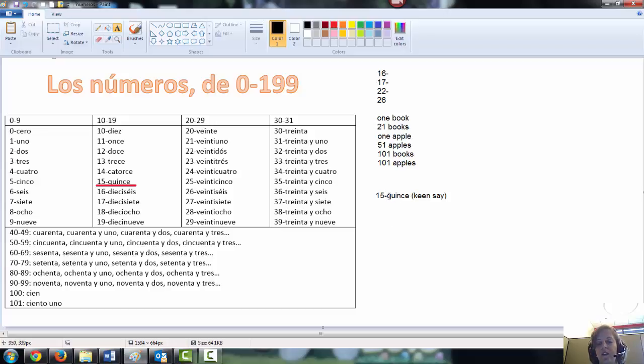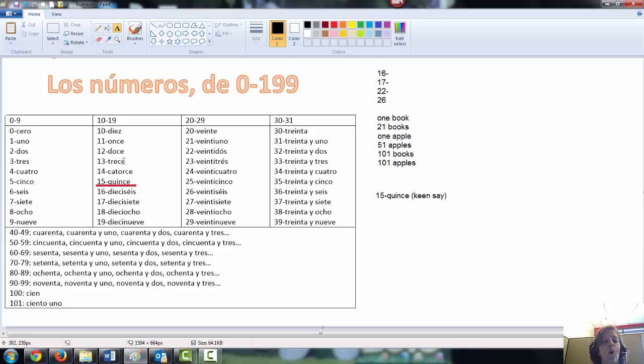So you don't want to think of QU as que, you want to think of it as K. So it's E, because the I is pronounced as an E, so it's quince. And remember, the C next to an E sounds like an S, and then the E sounds like an A, and that's why it's pronounced quince.